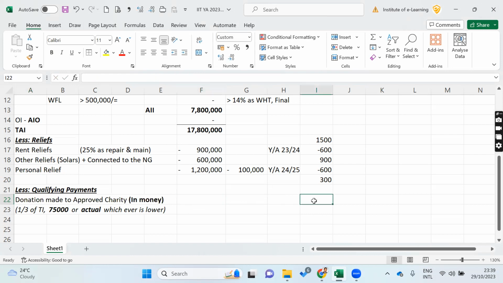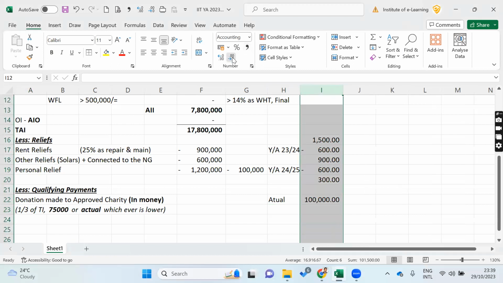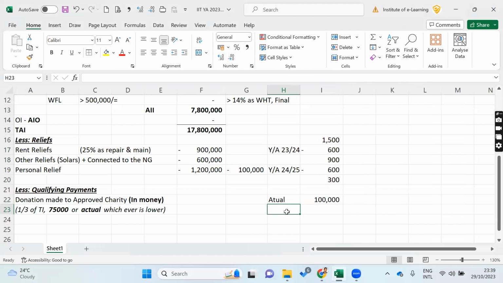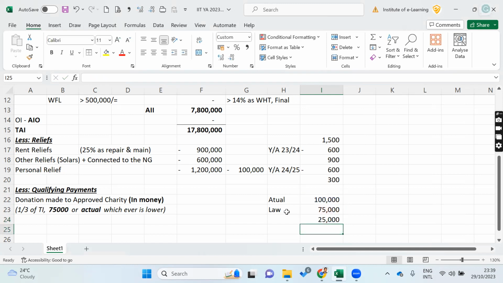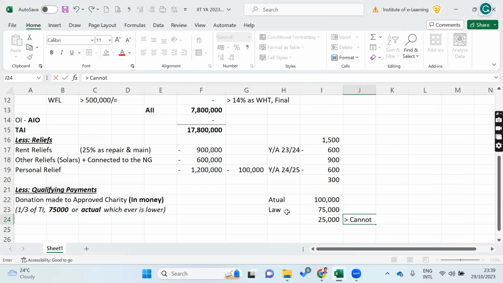Then let's say your actual amount is 100,000, right? But the law says you can deduct only 75,000. Then how much would be the balance? The balance amount would be 25,000. This amount you cannot carry forward. You cannot carry forward to the subsequent year.